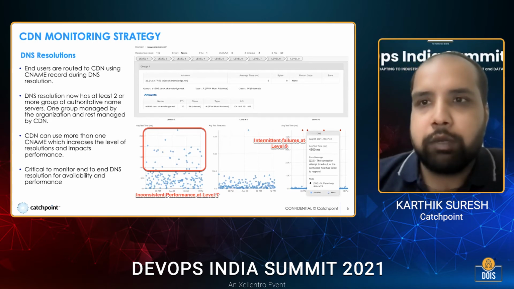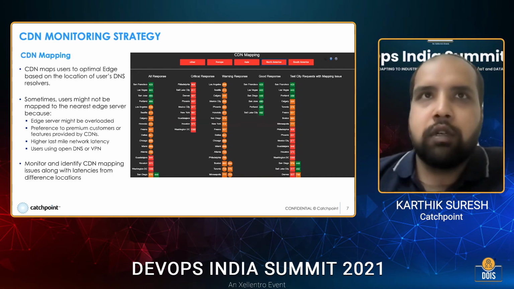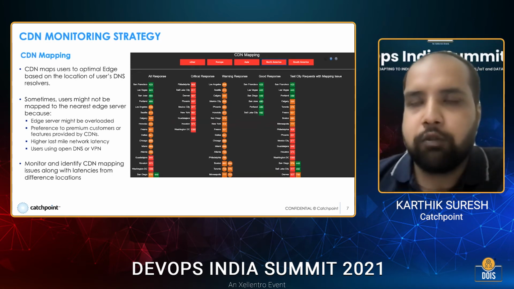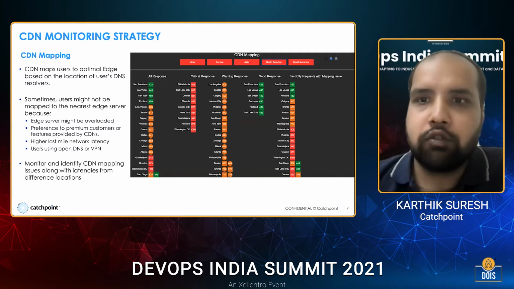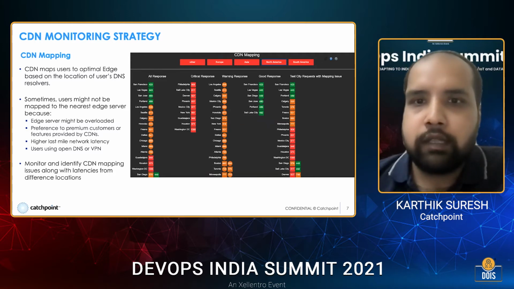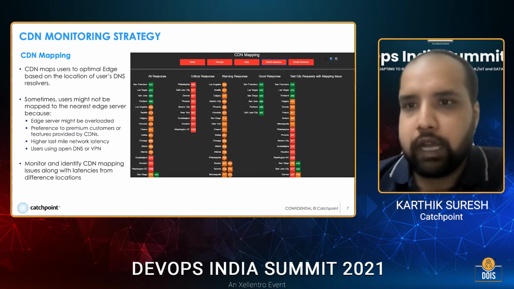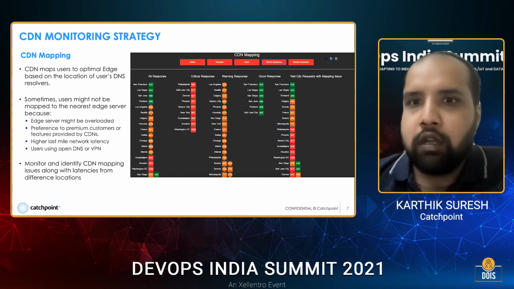So monitoring DNS becomes a critical part of monitoring your CDN. And moving on to the CDN mapping dashboard, it helps you monitor the mapping of your CDN end users to your edge servers. A CDN uses intelligent algorithms to map end users to optimal edge servers that have the least latency. These edge servers are usually in the same geography as the end users to provide better last mile connectivity.